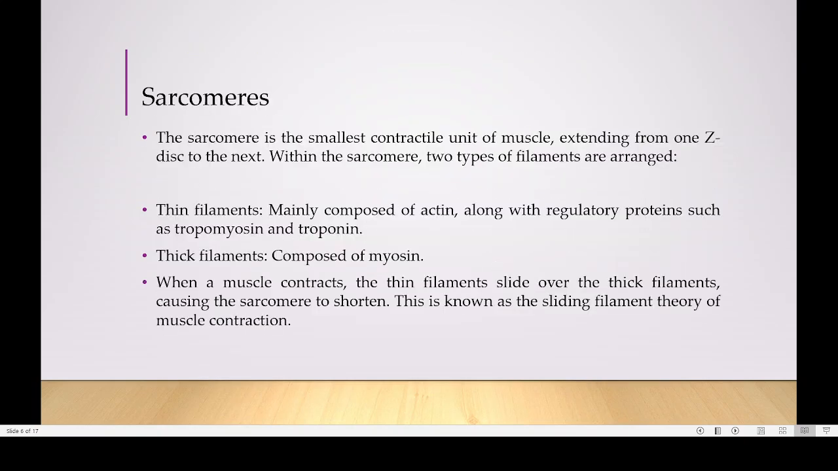So this is how the sarcomere we have already seen. If you take one sarcomere, you are seeing thin filaments and thick filaments. Thin filaments are formed of actin, thick filaments are formed of myosin. When a muscle contracts, the thin filaments slide over the thick filaments, causing the sarcomere to shorten. This is known by the name sliding filament theory.